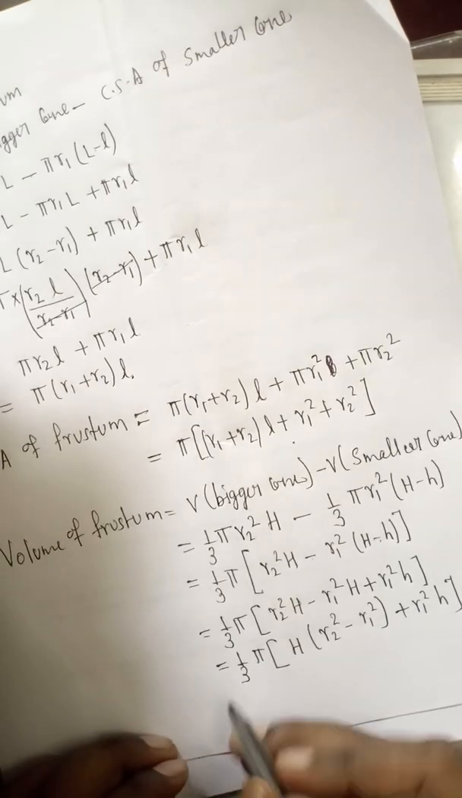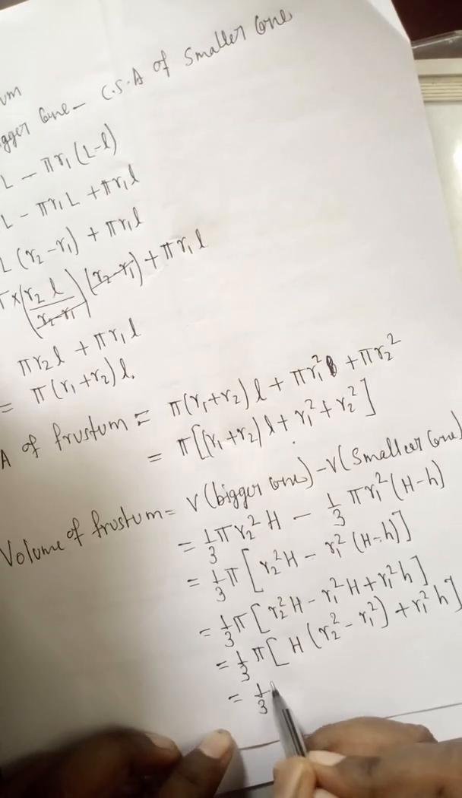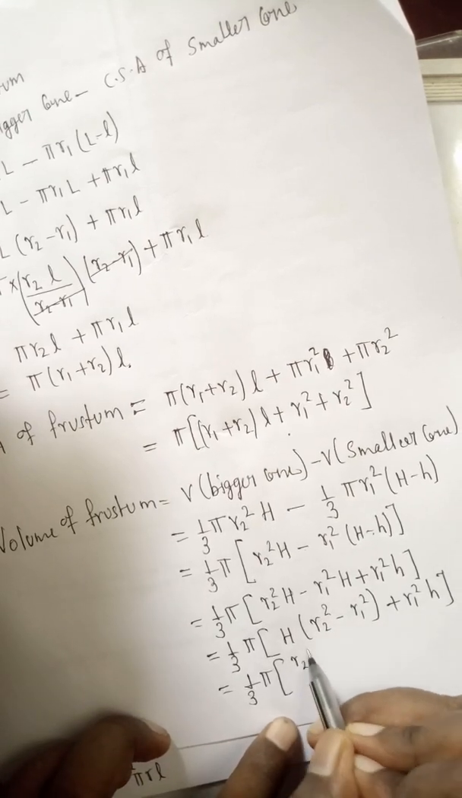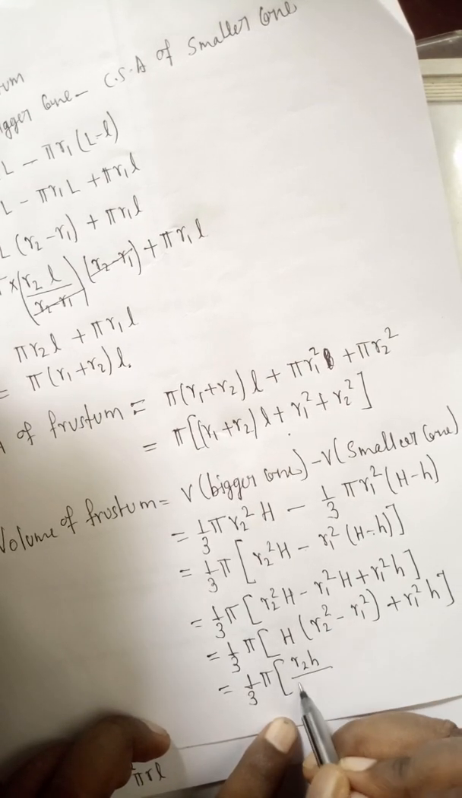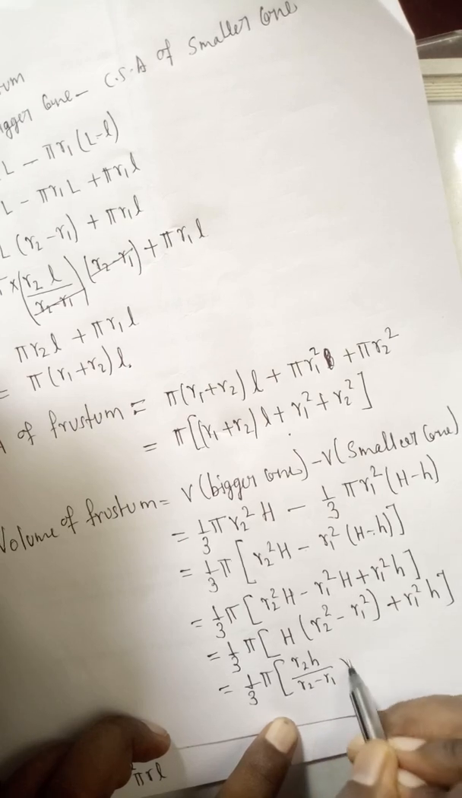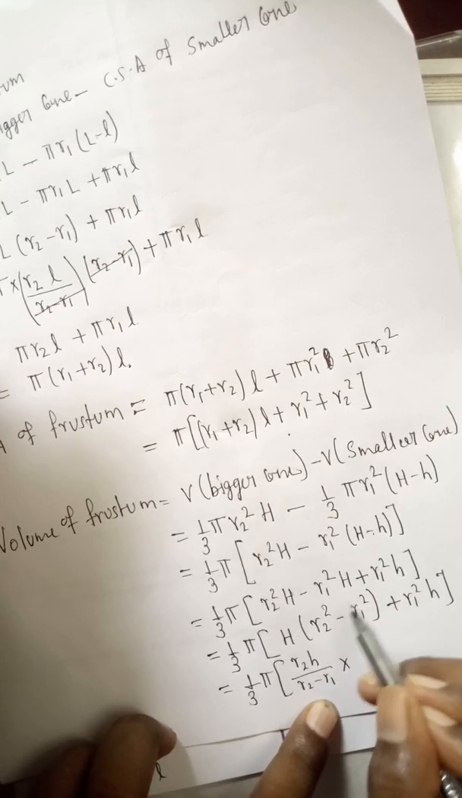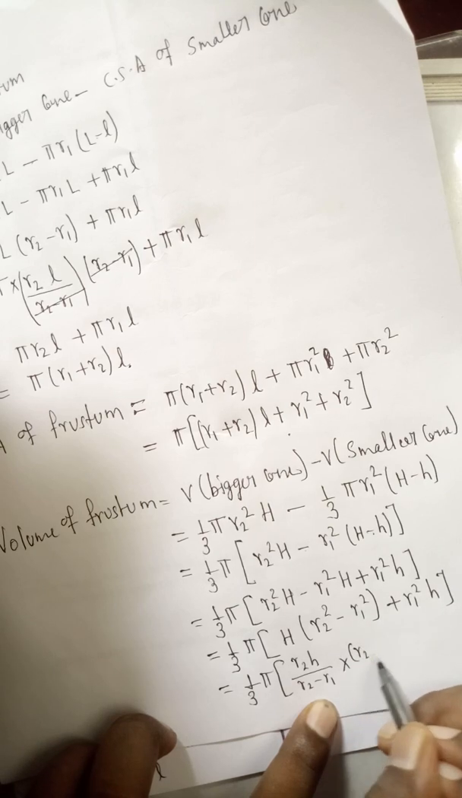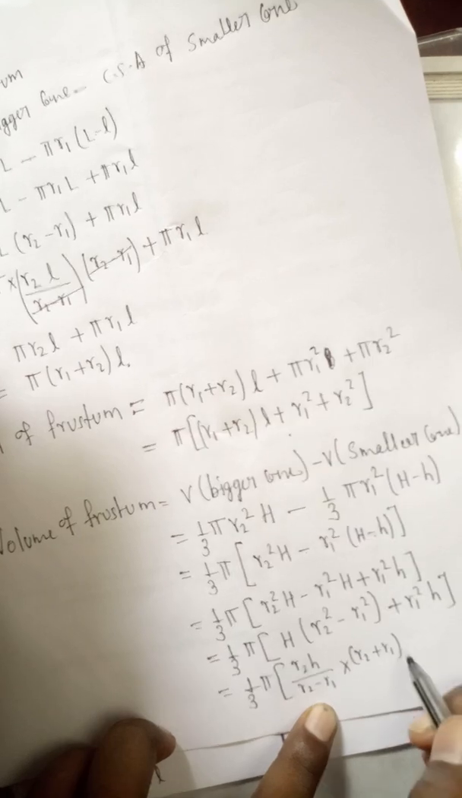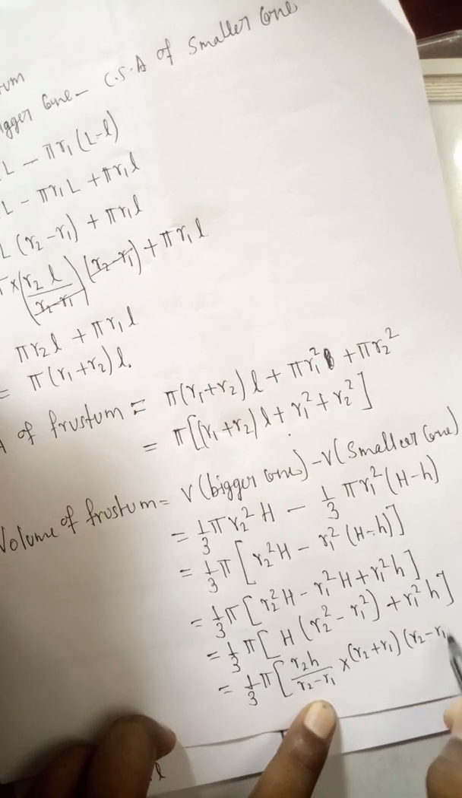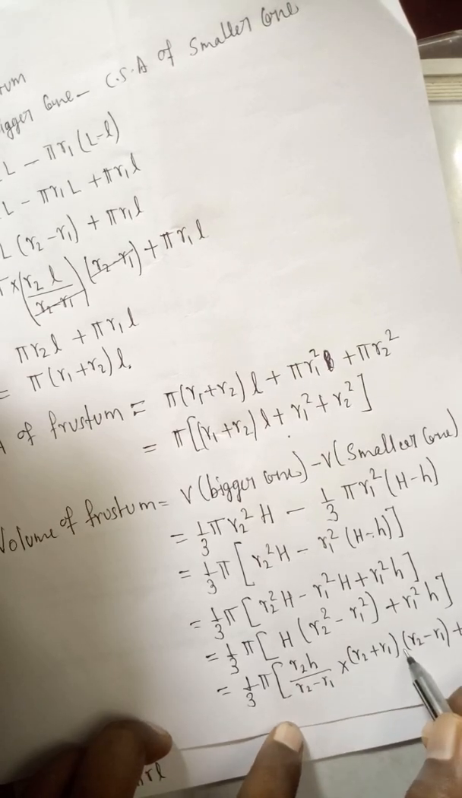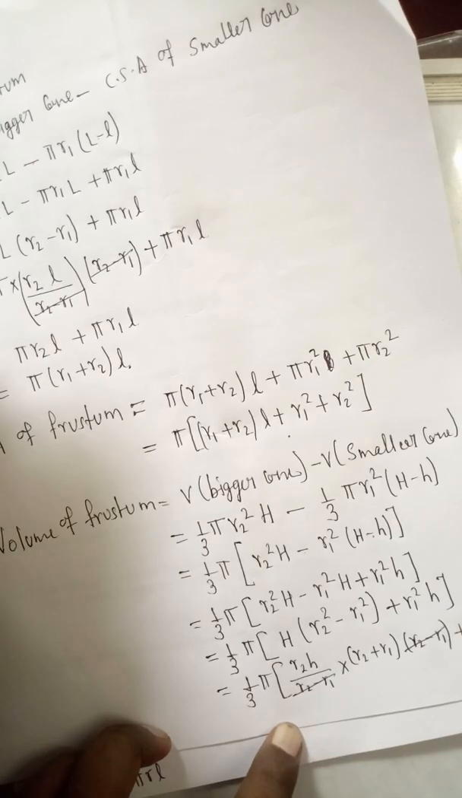So this will become 1 upon 3 pi. Value of H is r2 h upon r2 minus r1, into r2 square minus r1 square, which can be written as a square minus b square means a plus b into a minus b, plus r1 square h. Hope this is clear. So this r2 minus r1 is cancelled out.